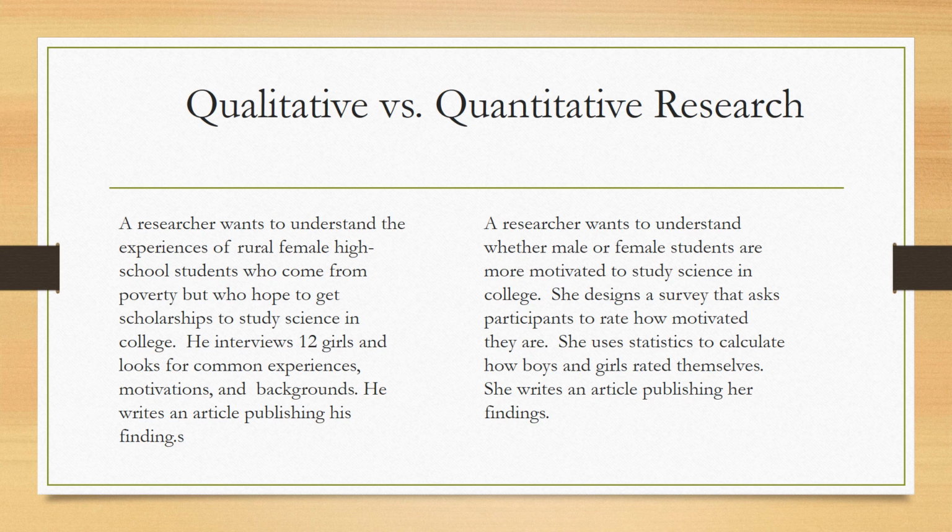How about this one? A researcher wants to understand whether male or female students are more motivated to study science in college. She designs a survey that asks participants to rate how motivated students are. She uses statistics to calculate how boys and girls rated themselves. She writes an article publishing her findings. What would that be? That would be quantitative because she's assigning numbers to levels of motivation.